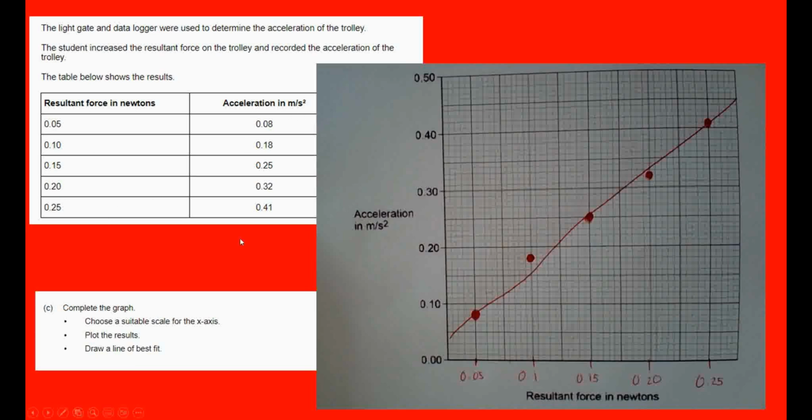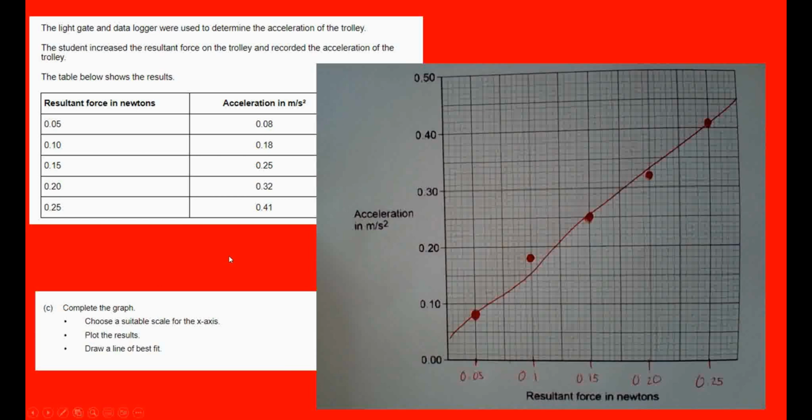Okay, and the question for 4 marks says, complete the graph. And we have this graph paper that was given. We were given the acceleration scale. We weren't given the resultant force scale. And we need to choose a suitable scale for the x-axis. So the resultant force in newtons. We need to plot the results and we need to draw a line of best fit.